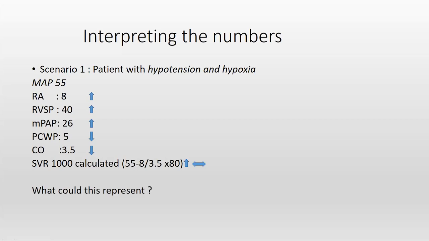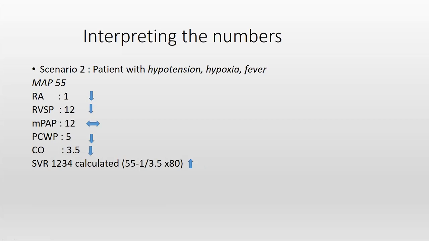Yeah, so PE. Okay. Scenario two: the patient is hypotensive, hypoxic, with fever. Of course it has to be a fever. MAP is 55 again, RA is 1, RVSP is 12, pulmonary artery pressure is 12, wedge is 5, and again cardiac output is low, and this is your calculated SVR. What could this represent? Low filling pressures, high systemic vascular resistance, low cardiac output. Hypovolemia, sepsis, septic shock. Okay.